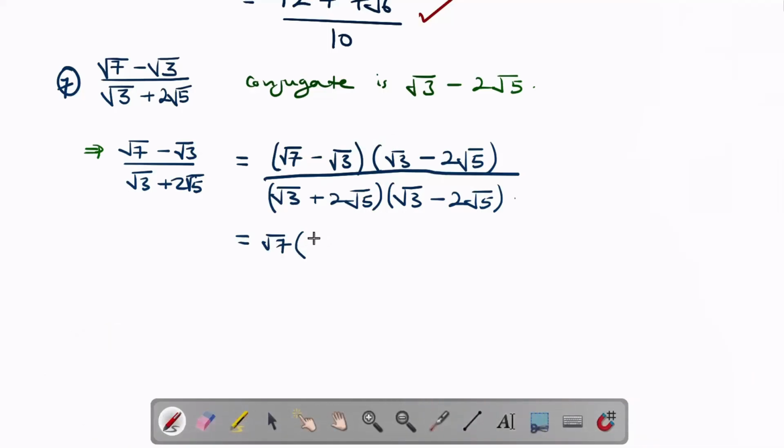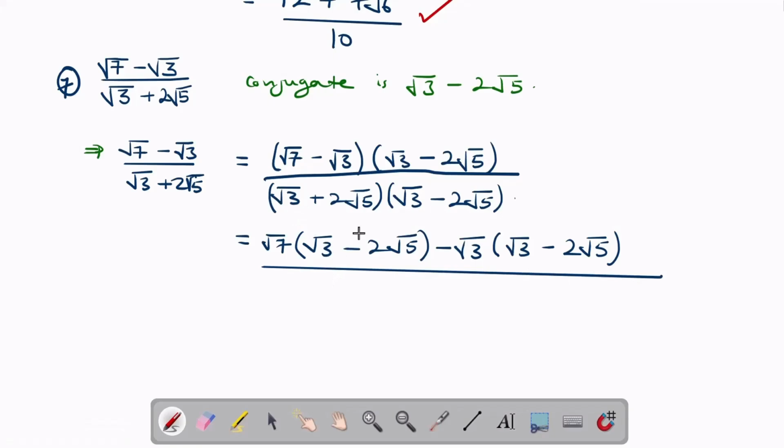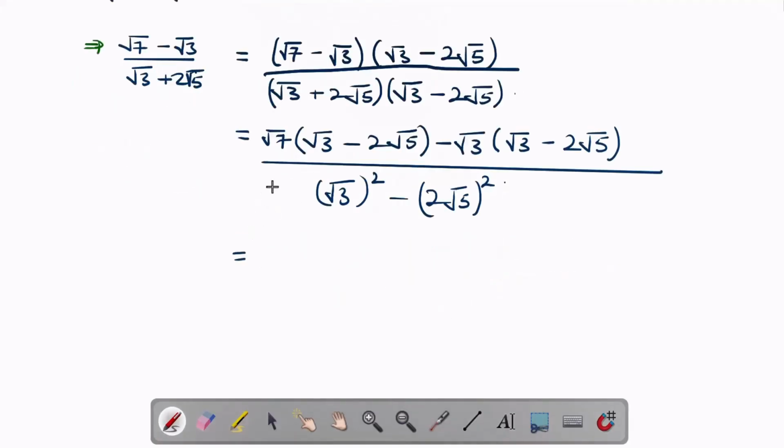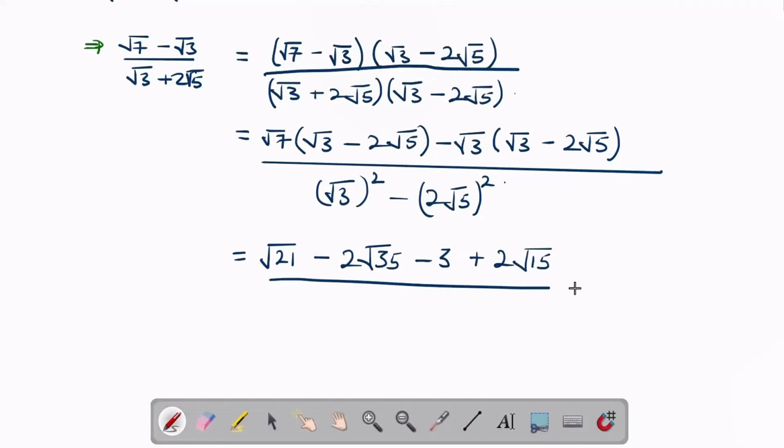This is the same as having root 7 multiplied by the whole of this, so that we are having root 3 minus 2 root 5, we close the brackets, minus root 3 multiplied by root 3 minus 2 root 5, divided by, so the denominator is a difference of two squares, so we are going to have root 3 squared minus 2 root 5, the whole of it squared. This is the same as having the square root of 21 minus 2 root 35 minus 3 plus 2 root 15, divided by 3 minus 4 multiplied by 5.